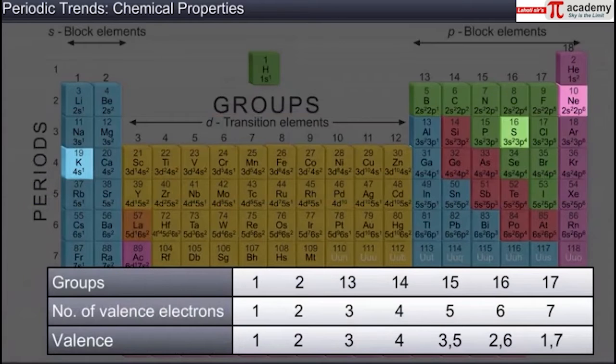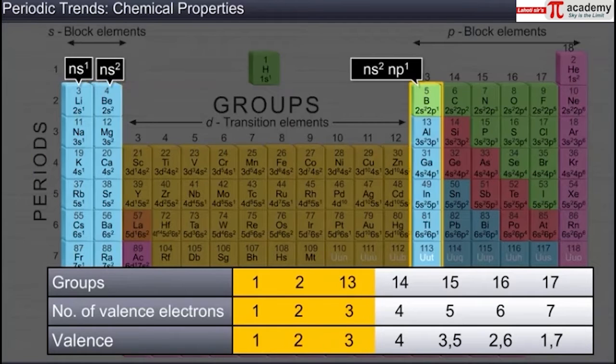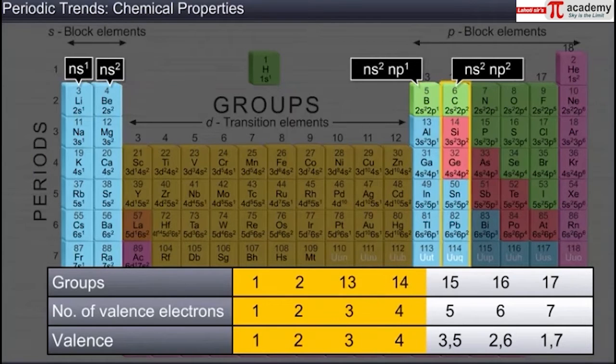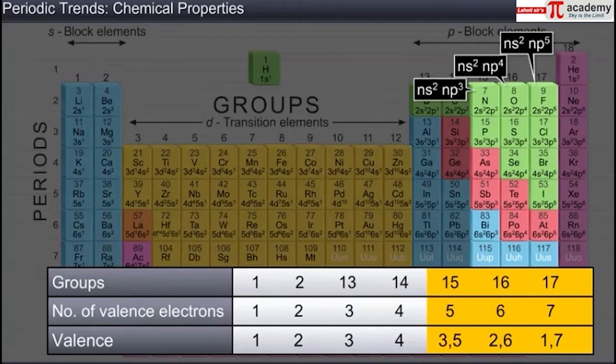As can be seen from the table, for representative elements belonging to groups 1, 2, 13, and 14, the oxidation states shown by elements is given by the number of valence electrons. However, for groups 15 through 17, the oxidation states are given by the number of electrons in the outermost shell and/or 8 minus the number of valence electrons.